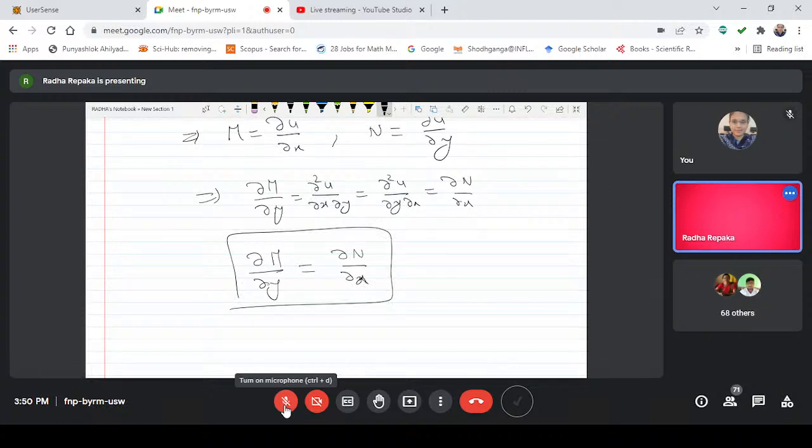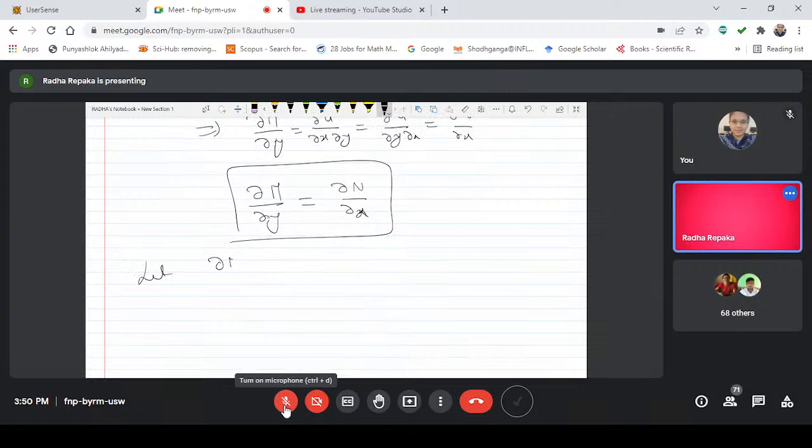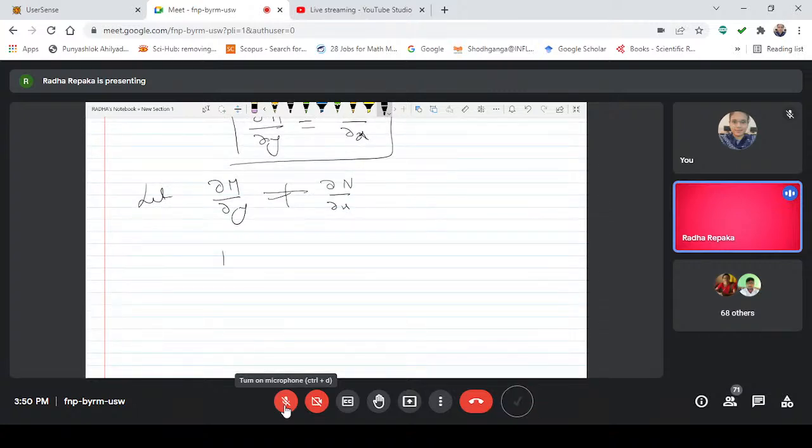Suppose dM/dy is not equal to dN/dx. Then what is to be done? I change the equation M dx plus N dy by multiplying by some function mu, where mu is a function of x and y. If this condition doesn't hold, then the given equation is not exact. So my intention is, I multiply by mu and assume that after multiplying by mu, this equation is exact.